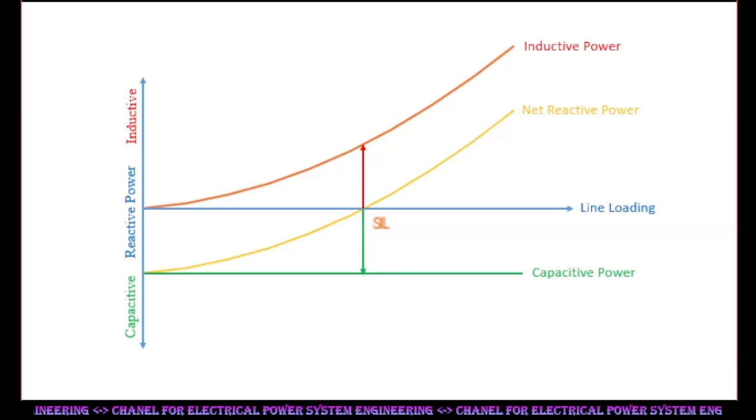Adding inductance L means increasing inductive reactance XL and ultimately increasing reactive power I square XL. It is evident from the chart that an increase in inductive power will shift SIL toward lower load. Capacitive or inductive elements can be connected in series or shunt to the line.